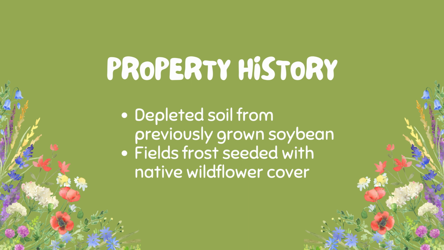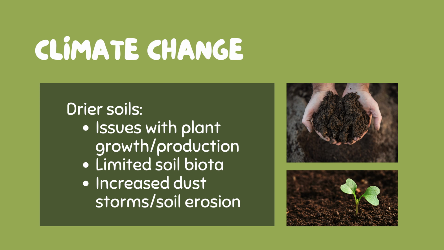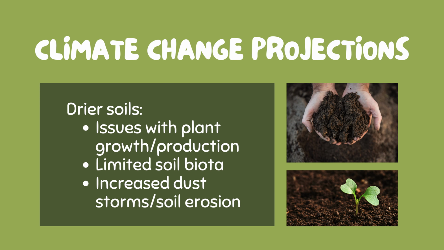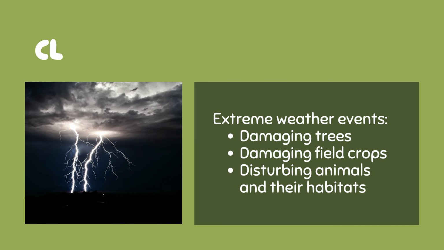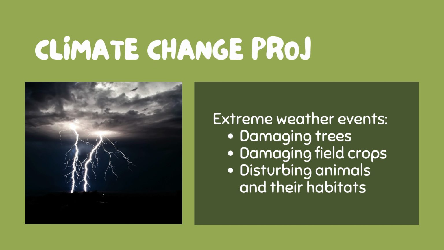It will also restrict the crops we will be able to grow, as the crops must be resilient to the poor soil conditions. Alongside the soil conditions, the landowner has noted that due to climate change, soils are becoming drier in the summer, posing issues with future plant growth and production, limiting soil biota, and causing easy dust storms and soil erosion. He has also noted increasingly frequent extreme weather events that have begun damaging trees along the edge of the property and windbreak. These events also pose a threat to field crops, as well as to the animals living on the property whose habitats can be damaged or destroyed.